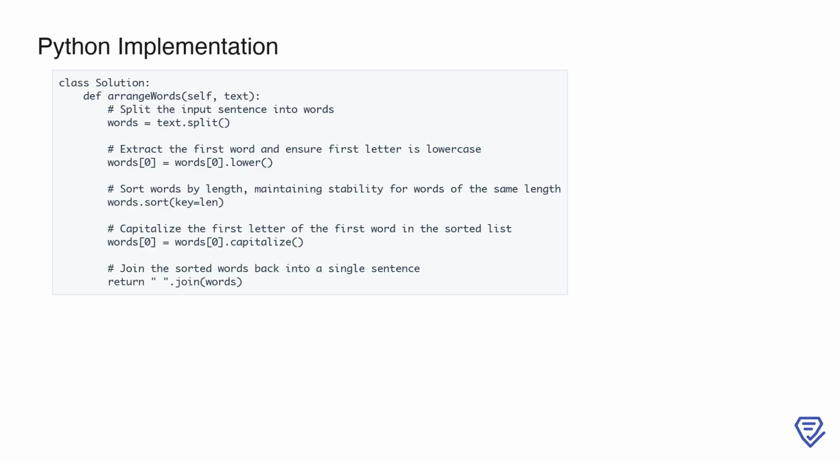This sorting is stable, meaning words of the same length retain their original order. Once sorted, the first word in the modified list is capitalized to maintain the sentence's proper formatting. Finally, the sorted list of words is joined back into a single string using the join method, with spaces between words. The resulting string is returned as the output, representing the words rearranged by length while preserving sentence structure.